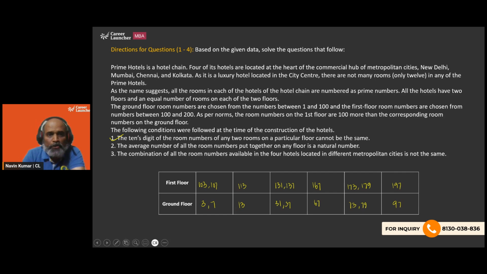The combination of all the room numbers available in 4 hotels located in different metropolitan cities is not the same. As of now, if we look at the first room number, there are 2 possibilities. Third one has got 2 and the sixth one has got 2. So basically 8 combinations, or these can be allotted to 8 different cities. Let's look at the questions now.